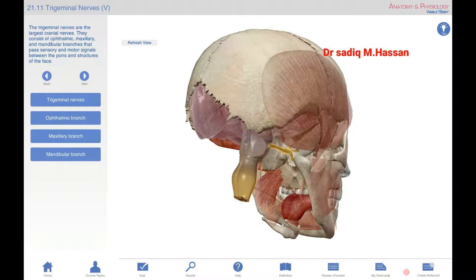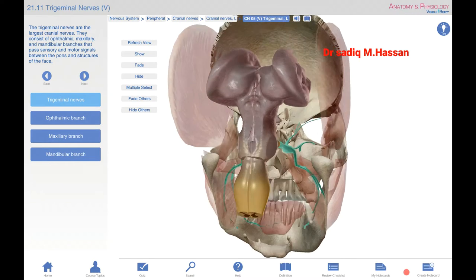Now we come to the trigeminal, which is very important, large, and sensory. The trigeminal nerve is the largest cranial nerve, as you see. It consists of the ophthalmic branch, maxillary branch and mandibular branch, which pass sensory and motor signals between the bones and structures of the face. It's very large.